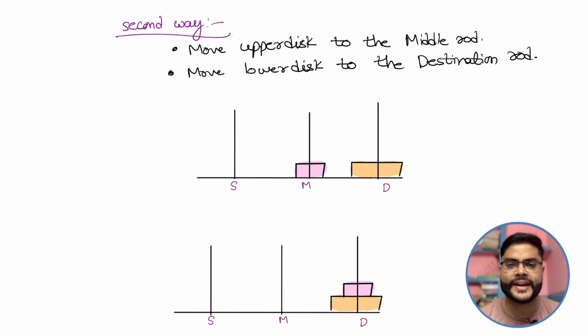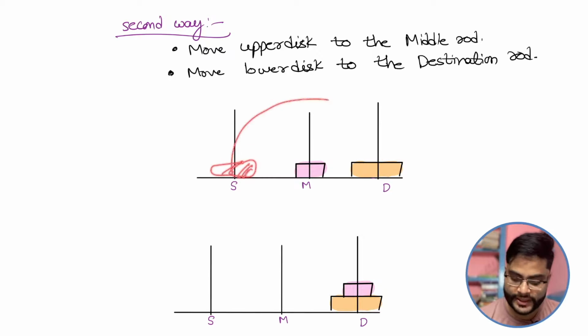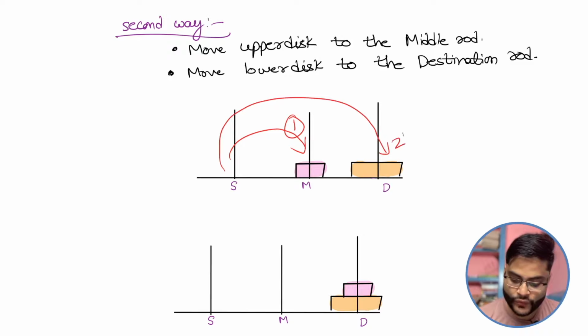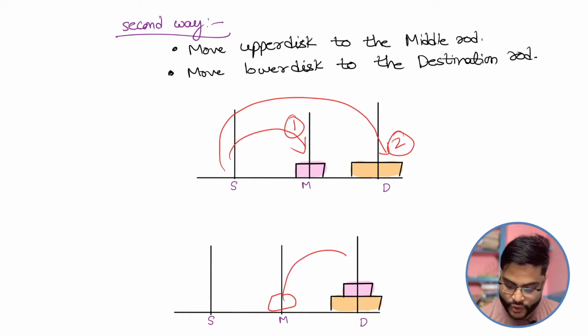In the second way, what I can do, I can move my lightest disk to middle first. So in one step, I can move it to middle. In the second step, I can move my heaviest disk to destination. It took one step to move the lightest disk here. It took a second step to move the heaviest disk to destination. And in the third step, I can move my lightest disk from here to here. So we can solve this problem in 3 steps only.